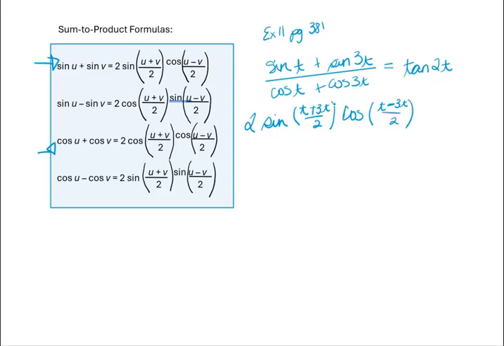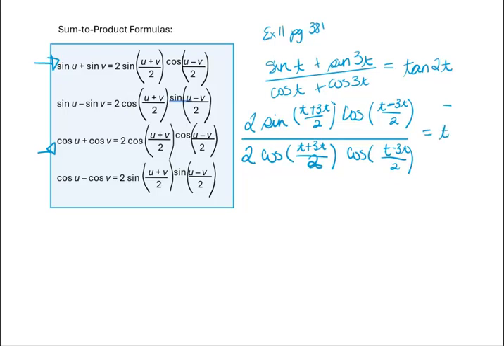That's my numerator. My denominator, I'm going to use the third formula. So it's going to become 2 times the cosine of t plus 3t over 2, times the cosine again of t minus 3t over 2. And I'm going to go ahead and put it equal to tangent of 2t.